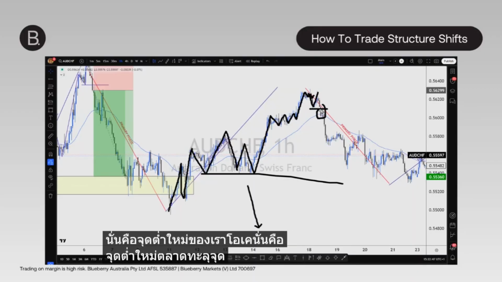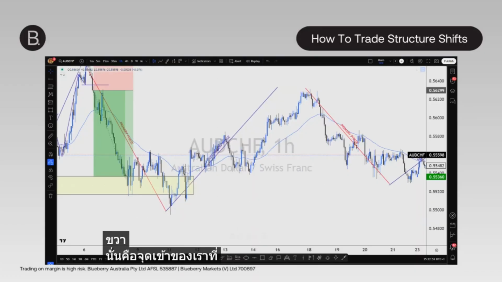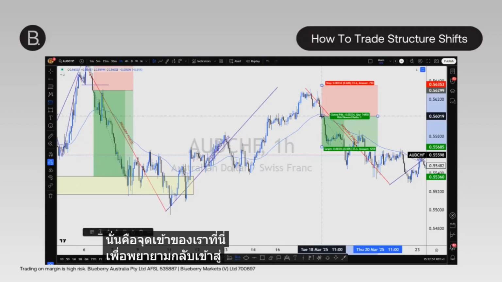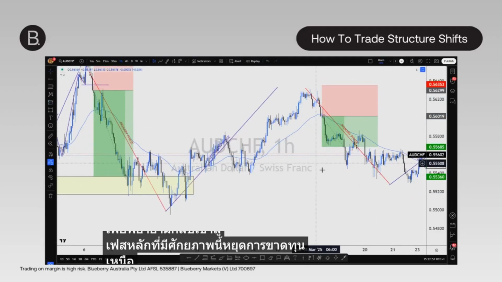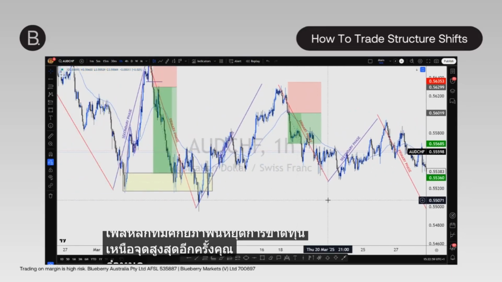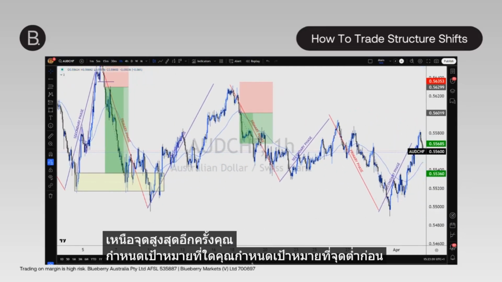The market breaks that low, right? That's our entry trigger point up here to try and get back into this potential primary phase. Stop loss above the highs. Again, where do you target? You target the previous lows.